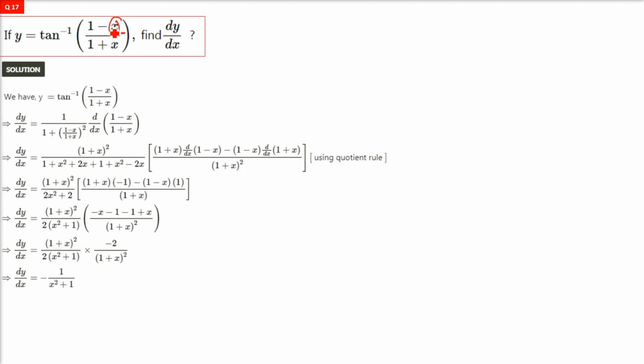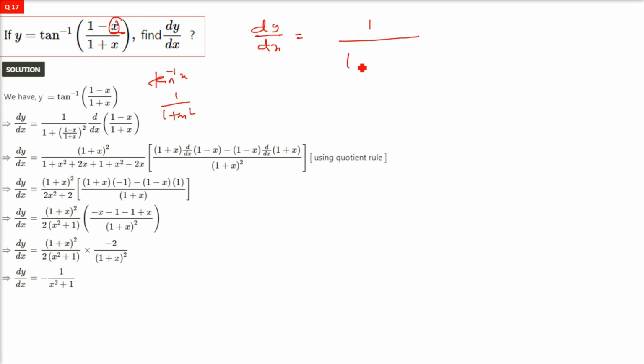You will get a proper result here, right? But that is also a solution. But here we will use the direct differentiation that we already know. So y is equal to tan inverse of (1 minus x) by (1 plus x). So dy by dx is going to be equal to, for tan inverse of x, the differentiation is 1 by 1 plus x square. Same thing we'll do here.